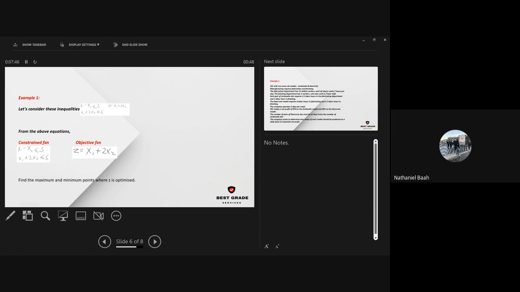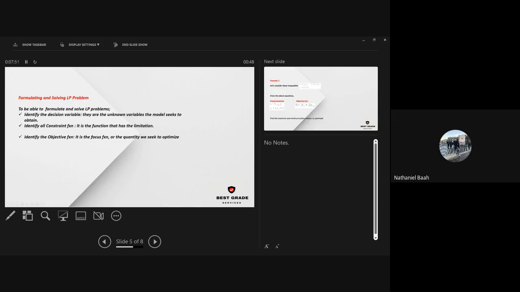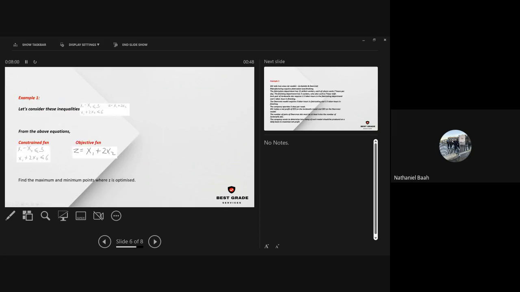Great. Let's then look at what our objective function is. Back to the slide, we said it is the focus function or the quantity we seek to optimize. And we know what optimization is. Optimization is really to either minimize the variable or maximize the variable of interest. So here, our variable of interest is z. When you look at this, it says find the maximum and minimum points where z is optimized. So this makes this function our objective function.